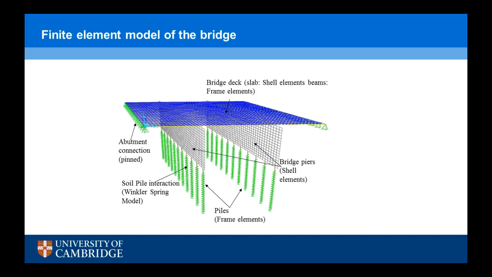The bridge deck slabs were modeled using shell elements, which give area elements with out of plane bending and also in plane bending. The beams were modeled using frame elements which have beam column formulation. The soil pile interaction was idealized using a Winkler spring model. The soil stiffnesses were provided using small strain stiffness.